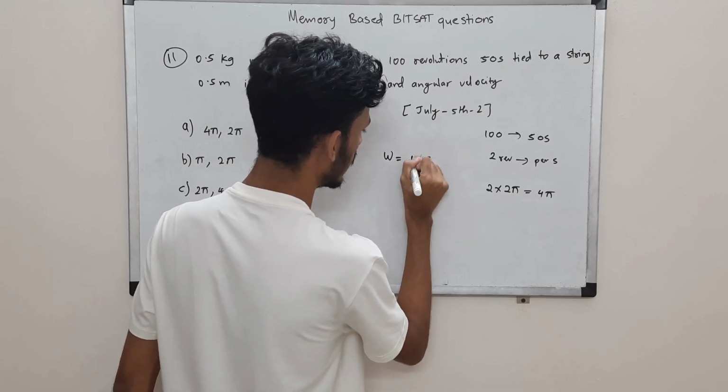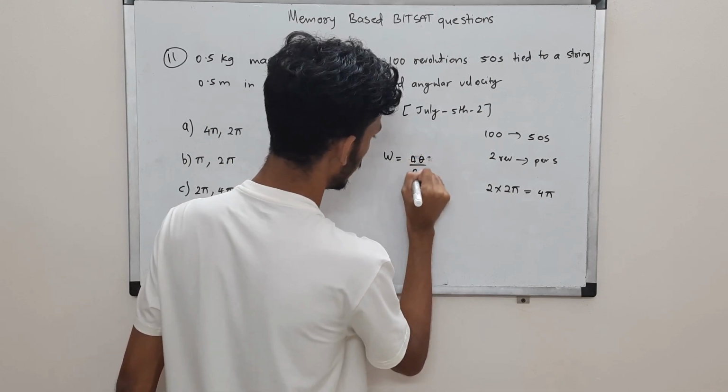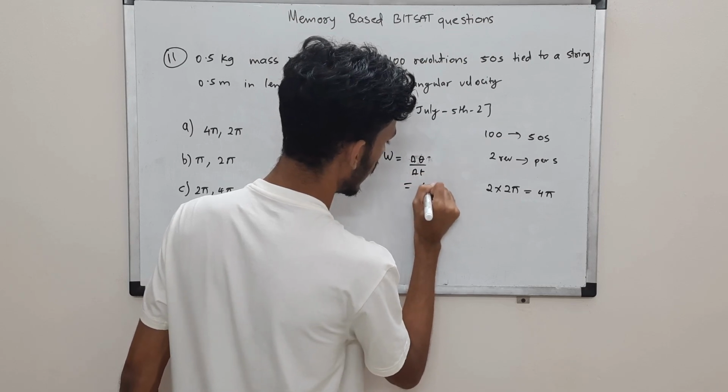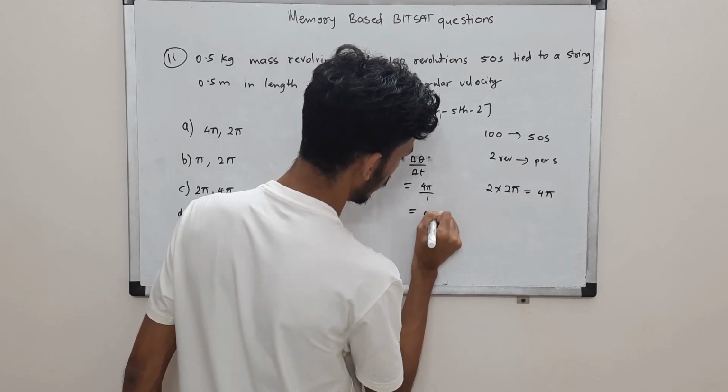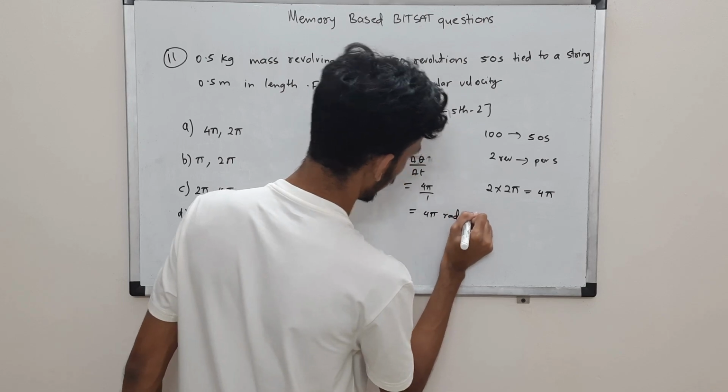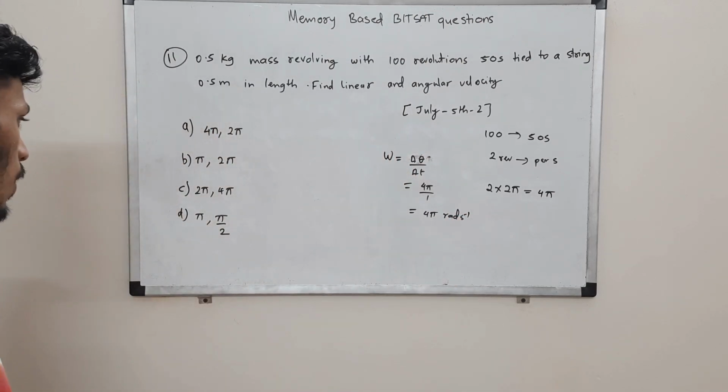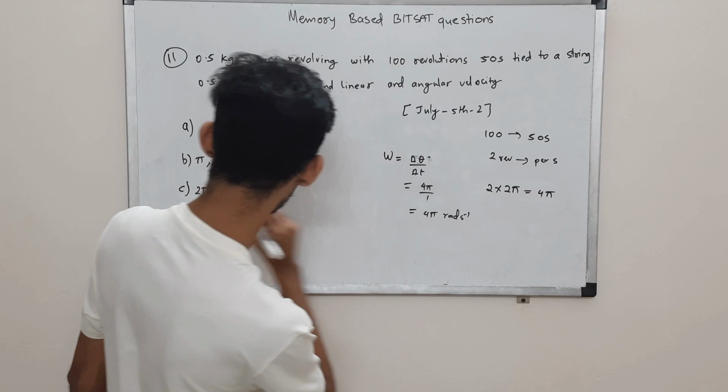What is angular speed? It is the angular displacement divided by time taken. So it's 4 pi in 1 second, so it's basically 4 pi radians per second. So angular speed is this. And I think C is the correct choice.